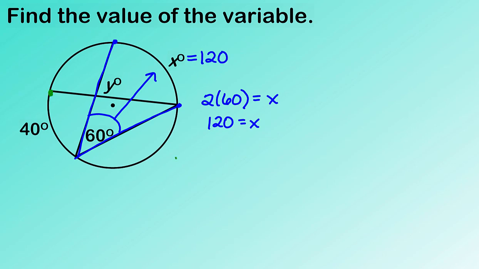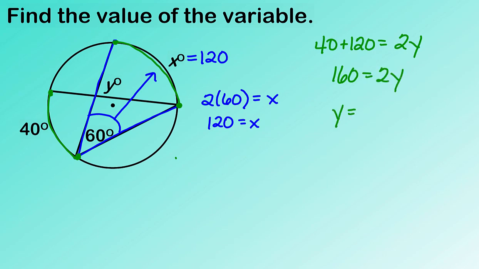Now, in order to get y, I would look at my arcs and I would determine that 40 plus 120 is equal to 2y. Well, 40 and 120 together is 160. So y is equal to 80. This problem used inscribed angles with our arcs. Sometimes you'll find a combination of these different circle properties in various problems.